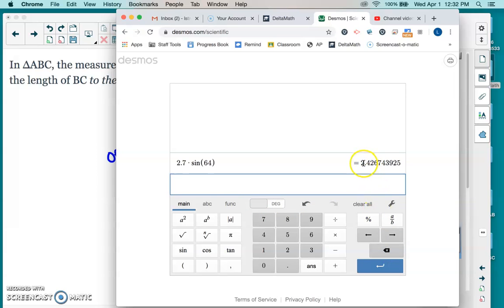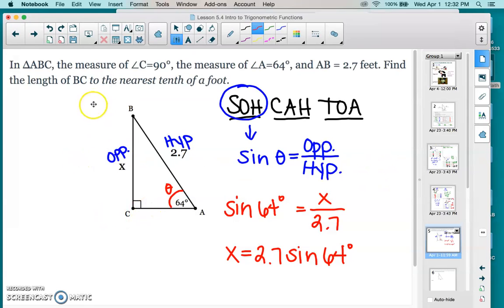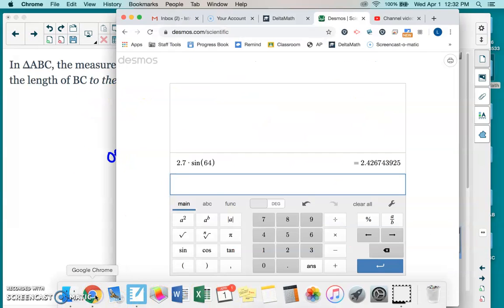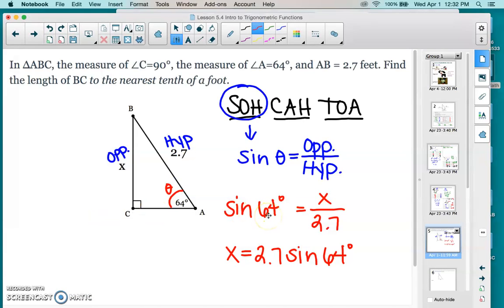So my answer is 2.427. But it does say to the nearest tenth, so 2.4 would be my answer. Do we know what that is? That's in feet. There we go.